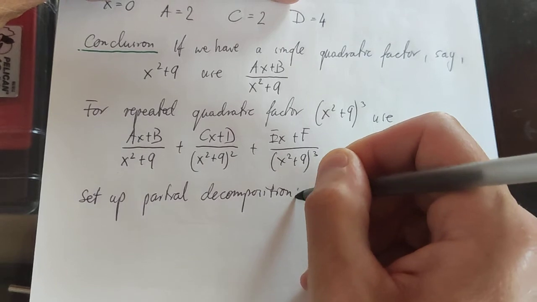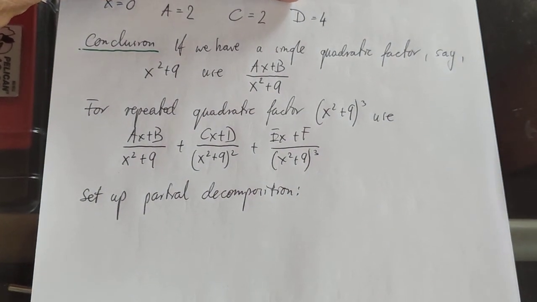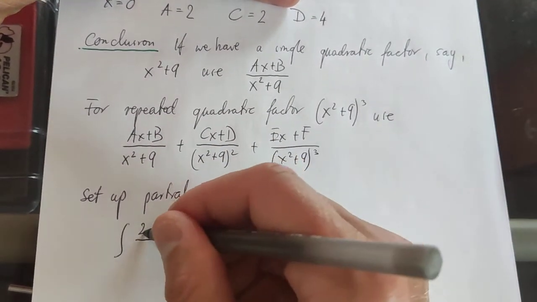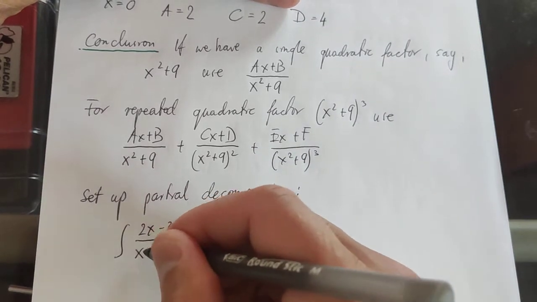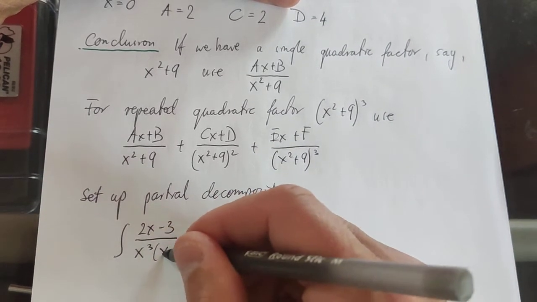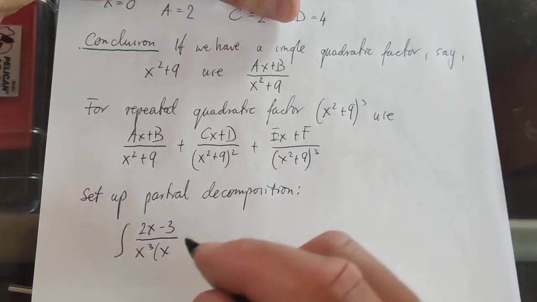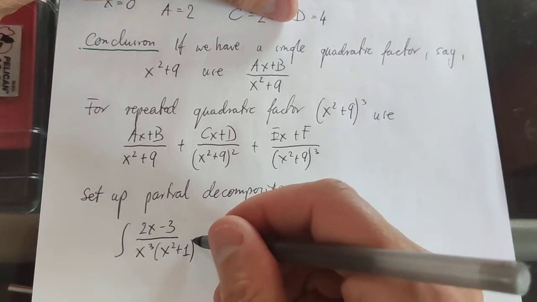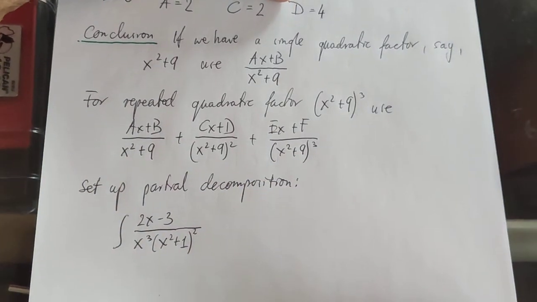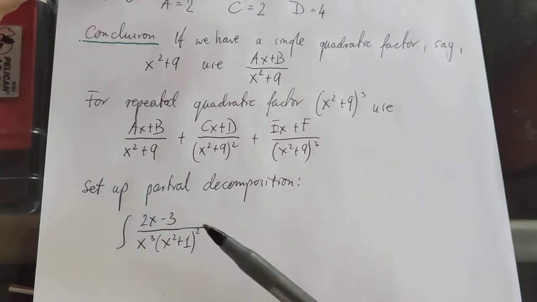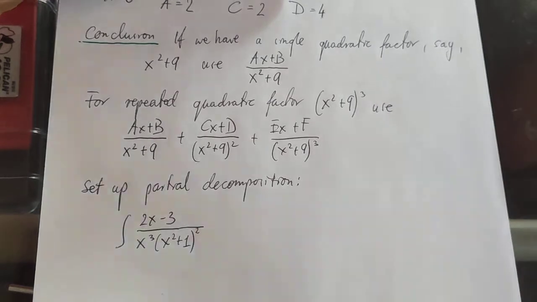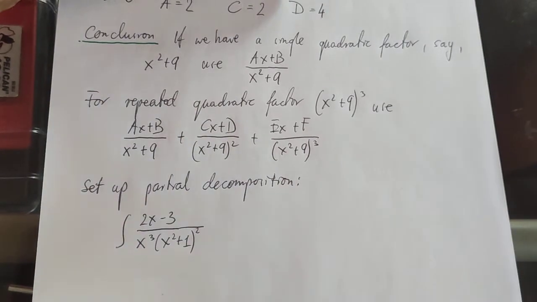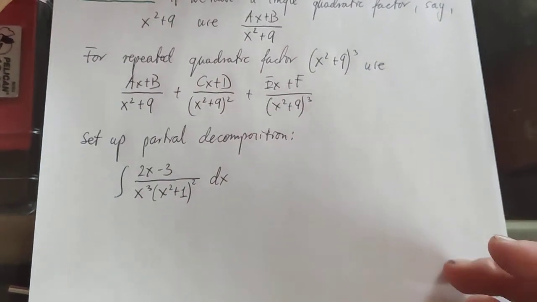Okay, so something like this on the next exam. Let's say I have 2x minus 3 on the top, and here I have x cubed times (x squared plus 1) squared. I would like you to decompose this, the denominator and the numerator, into partial fractions. So maybe try it. Pause the video and see if you get it right.